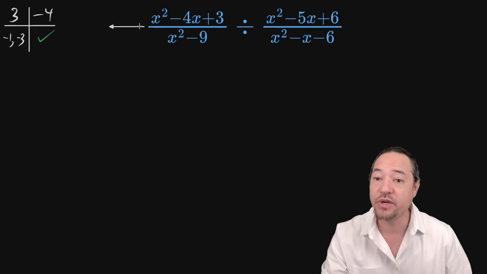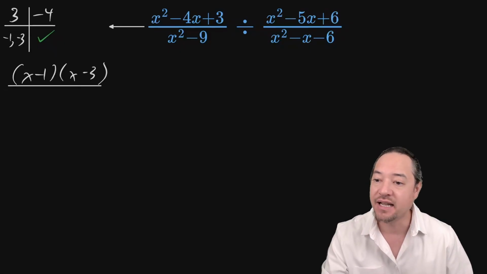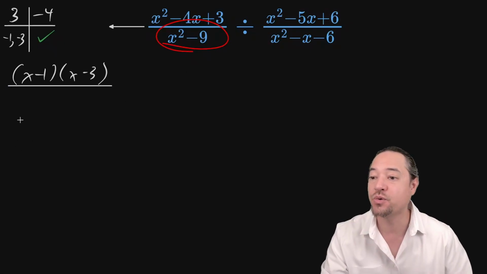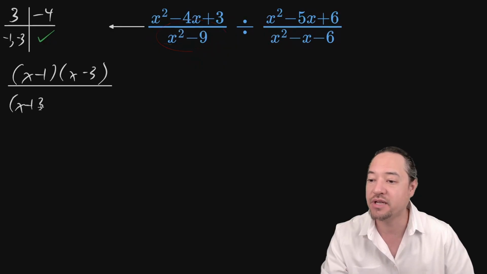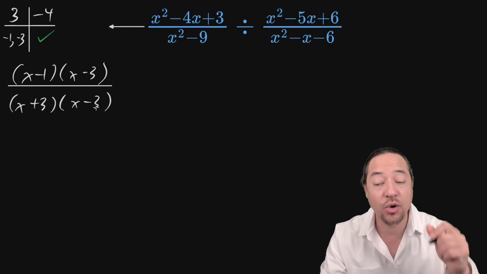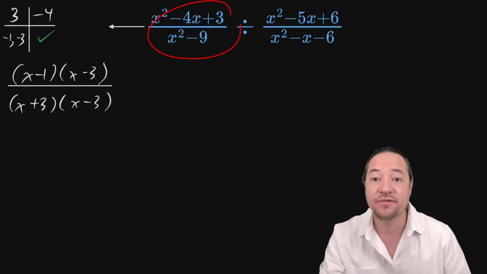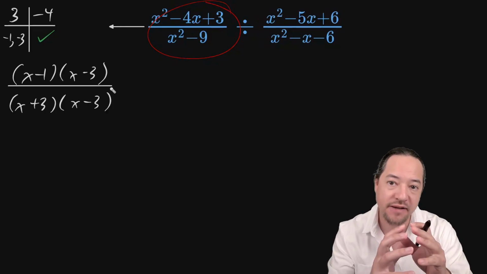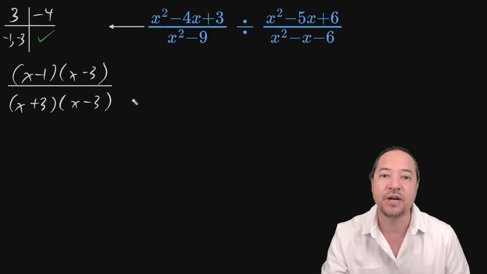So essentially that means we can factor this into some x minus 1 multiplied by an x minus 3. And then in the denominator, this x squared minus 9, that difference of two squares, is going to become an x plus 3. Let me write that a little better. Multiplied by an x minus 3. Okay, so I've rewritten this first rational expression into this new form just by factoring it out. I'm going to leave that for now.